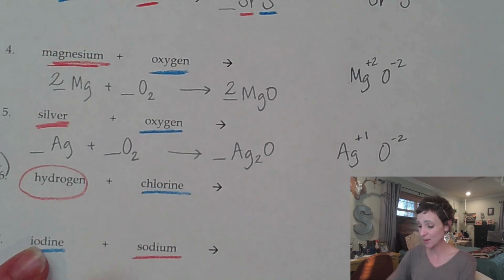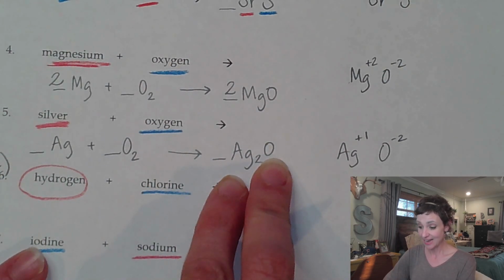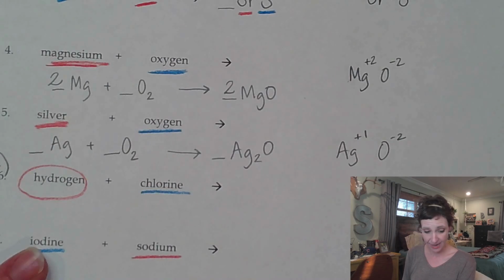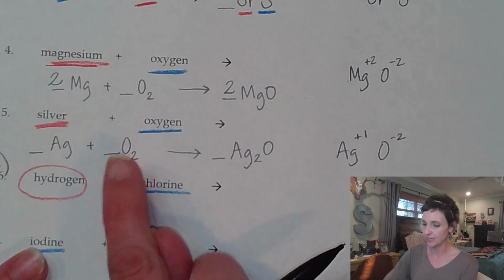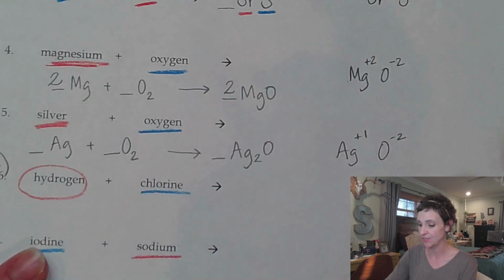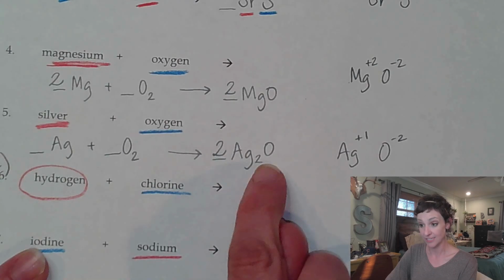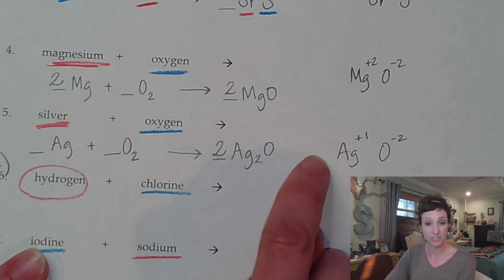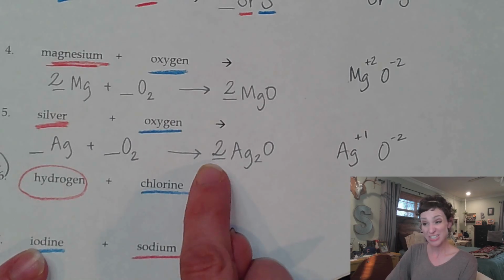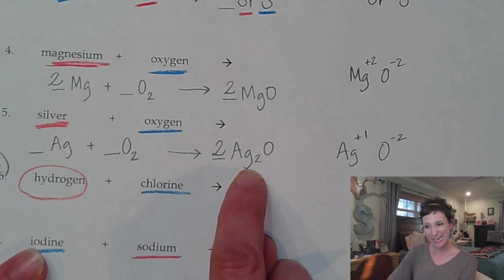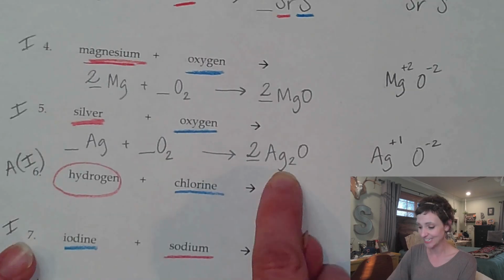So here I formed silver oxide, right? And I'm looking, I'm like, okay, I need to balance. What are we going to do to balance? Well, looking here, I got 2 oxygens on the reactant side. So I'm going to put a 2 in front of silver oxide to give me that 2, because remember the coefficients get distributed, which then gives me 2 times 2, 4 silvers.